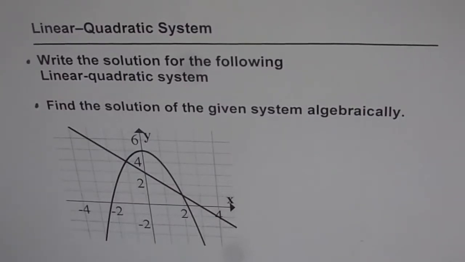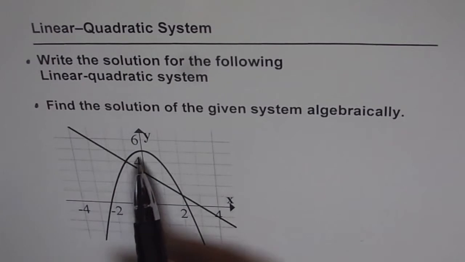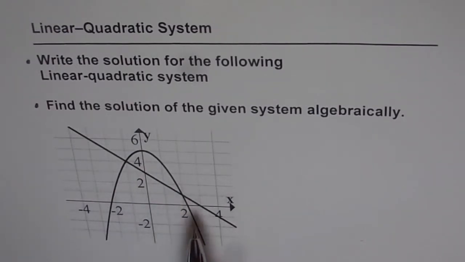Linear-quadratic system. Write the equation for the following linear-quadratic system. Find the equation of the given system algebraically. And we are given here a graph in which we have an inverted parabola and a line. Now, as you can see, a parabola represents a quadratic function and a line represents a linear function.